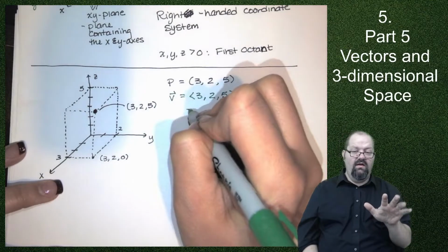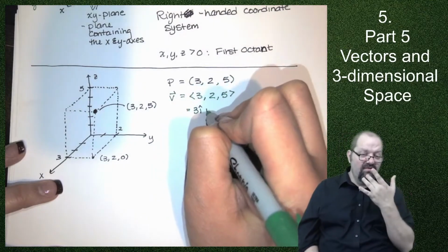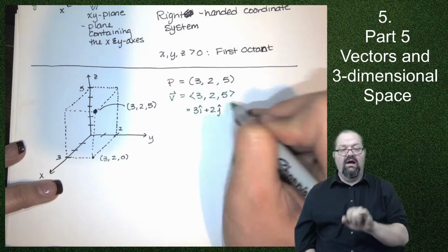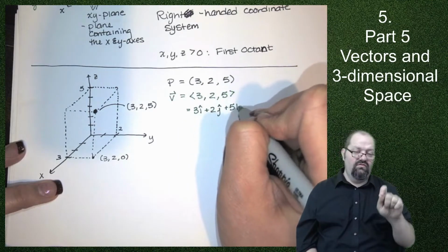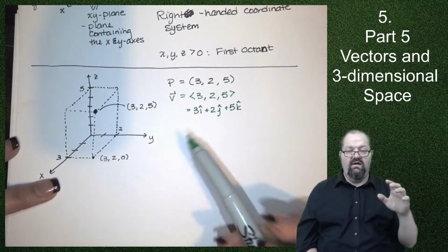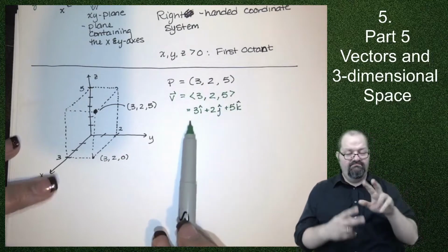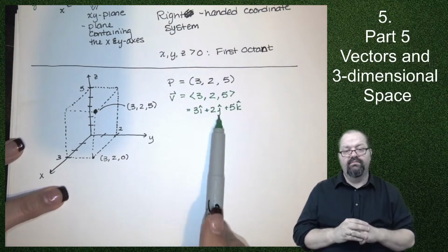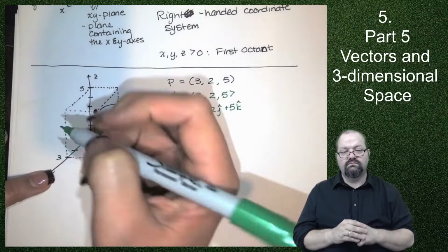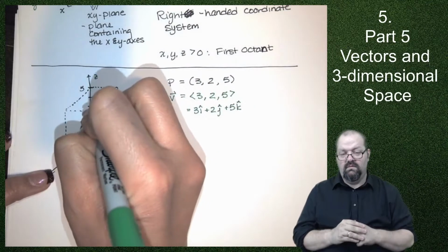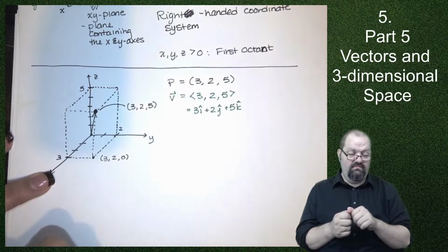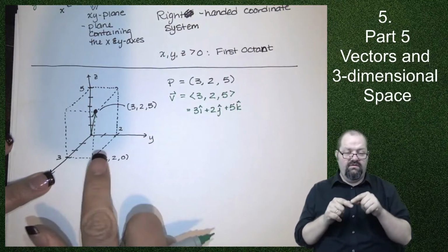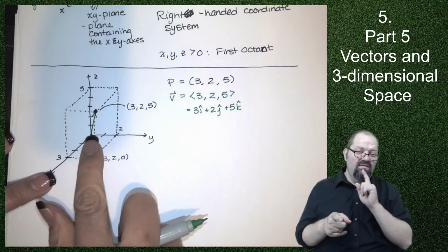Or if I prefer, I can call that 3 times i hat plus 2 times j hat plus 5 times k hat. Either one's fine. I've got it in component form and as a linear combination of our 3 unit vectors, one in the x direction, the y direction, and the z direction. Start at the origin and go out to that point. This isn't a very useful picture. I don't really have a sense of what that vector looks like.